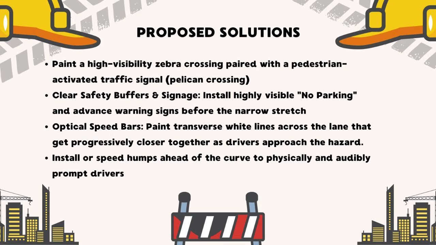Then, we can put optical speed bars: paint transverse white lines across the lane that get progressively closer together as drivers approach the hazard. This creates the optical illusion that the vehicle is accelerating, naturally prompting drivers to slow down and maintain better lane control. And lastly, install speed humps ahead of the curve to physically and audibly prompt drivers to slow down.